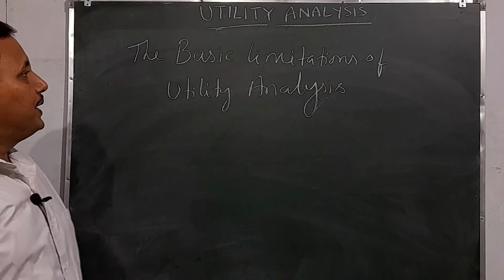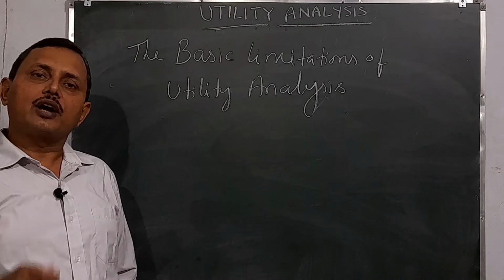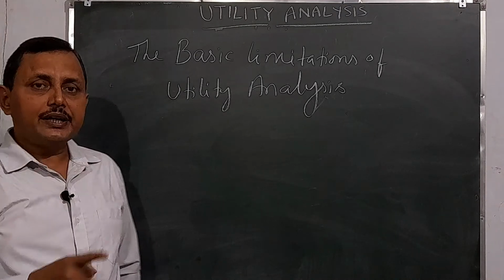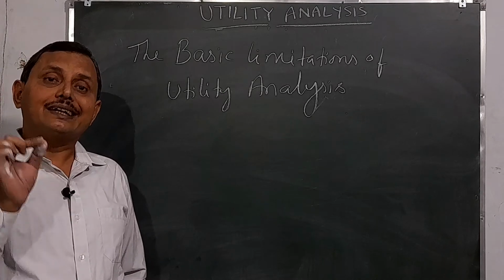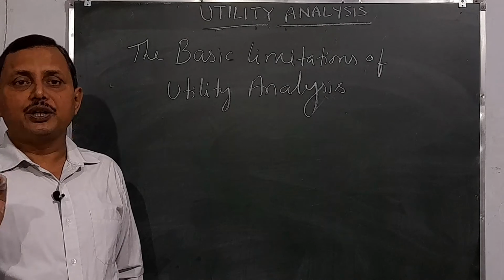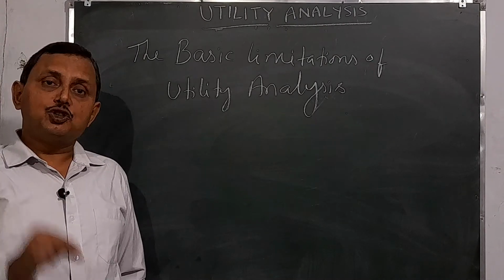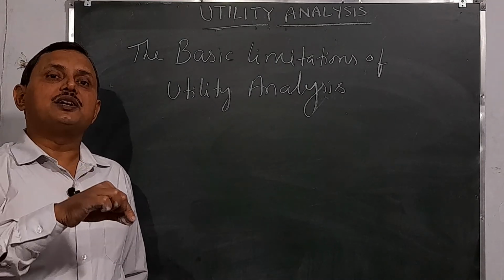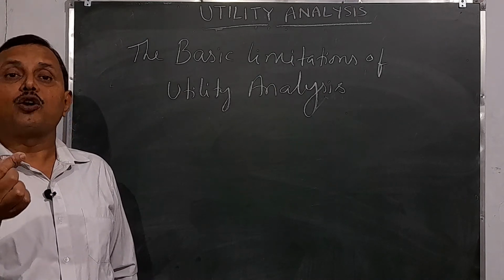Last topic is the basic limitations of utility analysis or cardinal utility analysis or cardinal measurement of utility. In cardinal measurement of utility, we assume that utility derived from the consumption of goods and services can be measured in cardinal numbers like 1, 2, 3, 4. But in reality, it is not possible for a consumer to express the satisfaction derived from the consumption of any good or service in terms of 1, 2, 3, 4 or cardinal numbers.